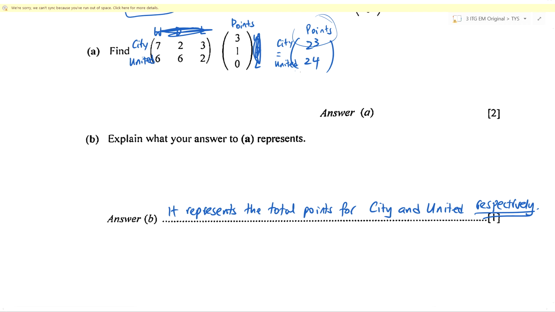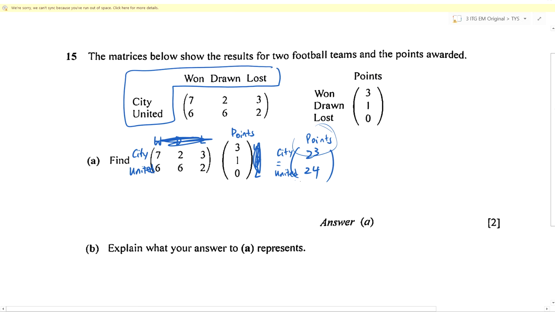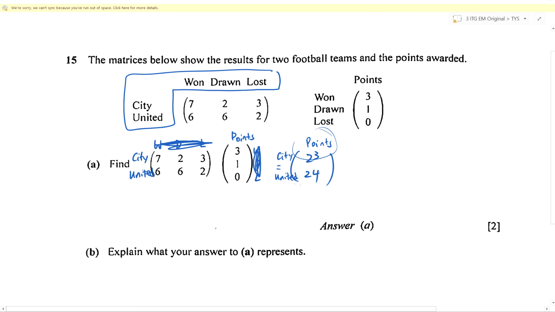Do we need to state the value? No, if you write down the word respectively, then it is clear already. The first will be for City, the next will be for United. But if you want to be absolutely certain, write down the value. You don't have to write down City, United, drawn, won, all these headers over here. You don't have to, but it helps you to see what the elements represent.